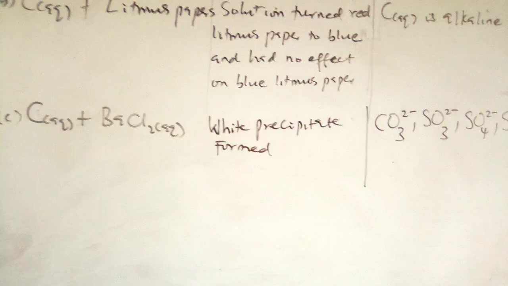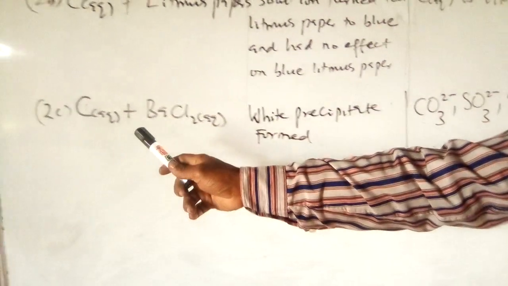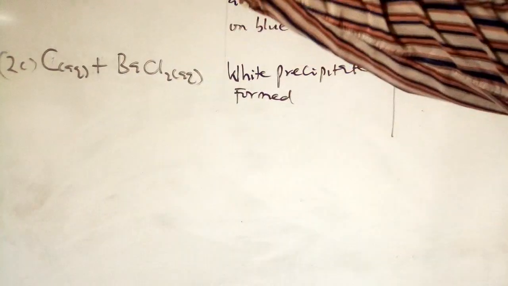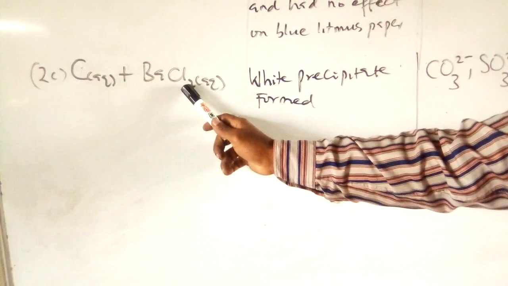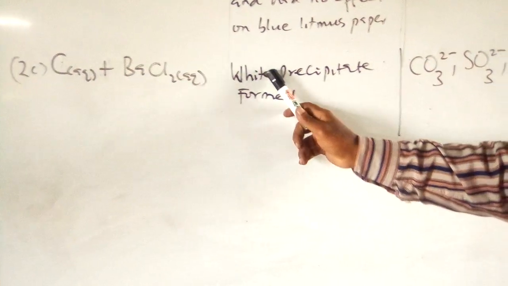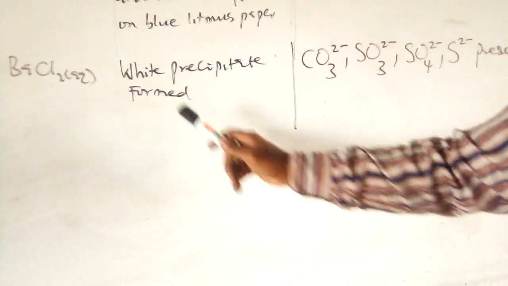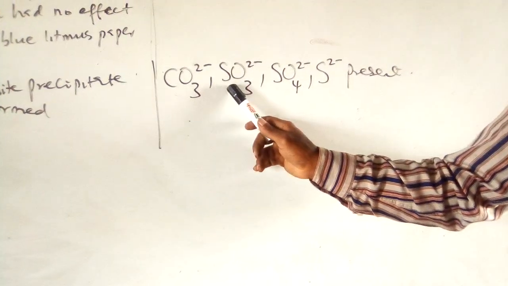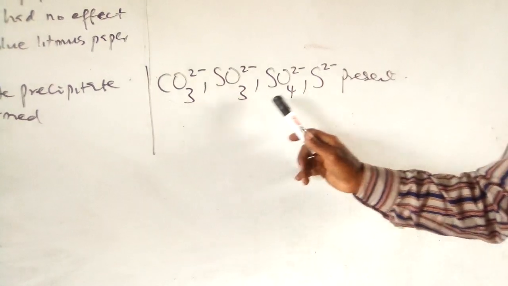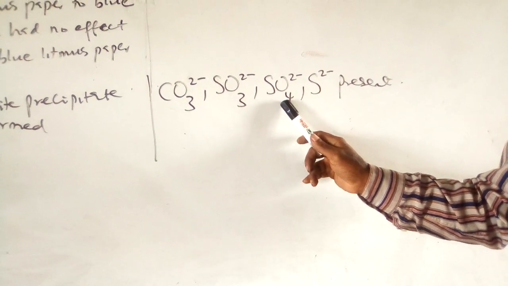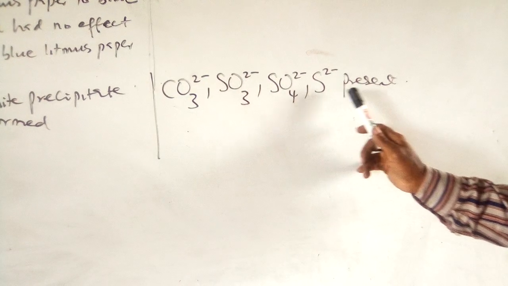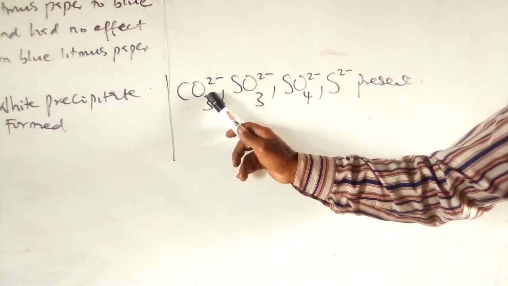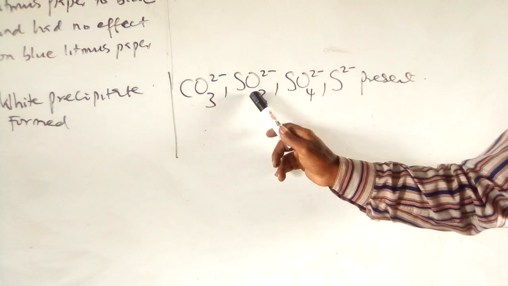So for question 2C, that is the report: C aqueous, that is the solution from 2A, plus barium chloride aqueous, white precipitate formed. The anions likely present include carbonate ion, sulfite, that is trioxosulfate(IV), SO4, trioxosulfate(VI) or sulfate, or sulfide ion present. So a comma should be there, not 'and', because it is one salt. So carbonate, or trioxosulfate(IV), or trioxosulfate(VI), or sulfide ion present.